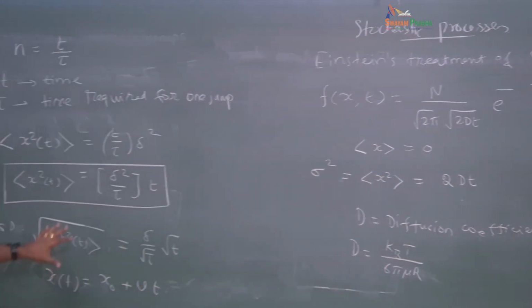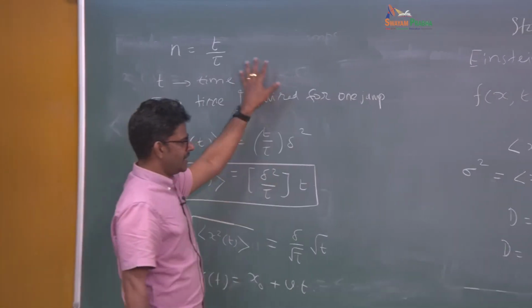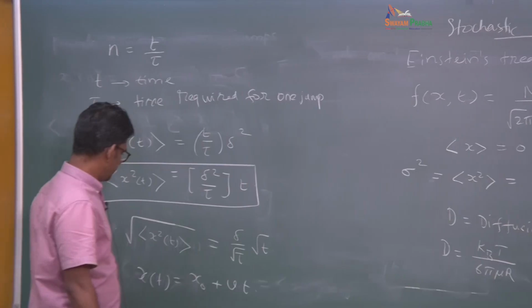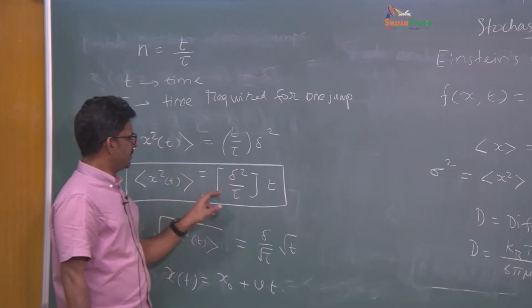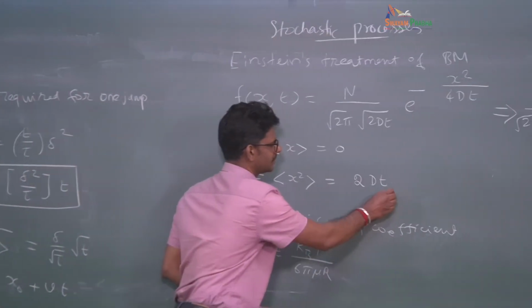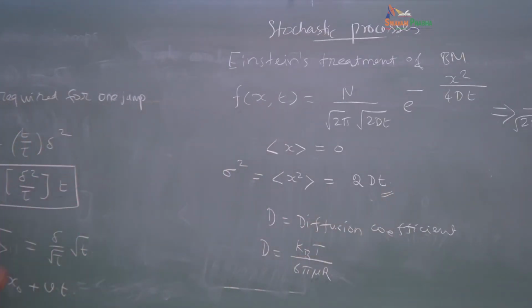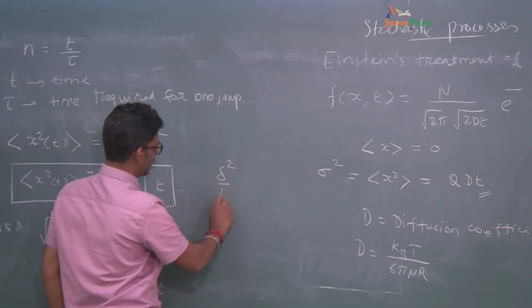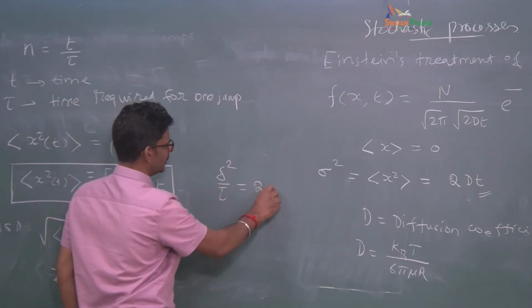And now if you come to this, we did predict in this case, for the one dimensional random walk, that the mean is 0, and the mean square displacement we predicted to be proportional to t, and that was also this, right. And then if you match the prefactor, what we have assumed here as delta square by tau is actually nothing but 2D.